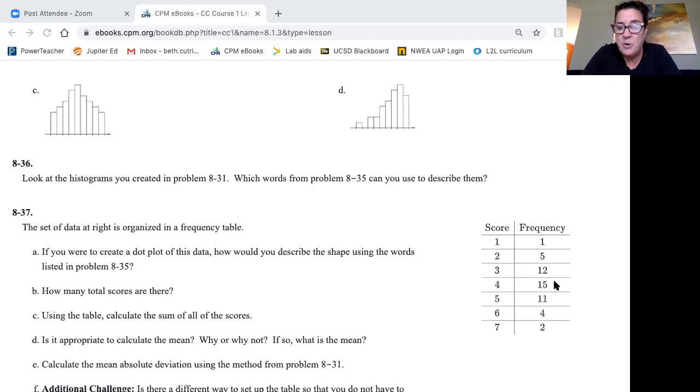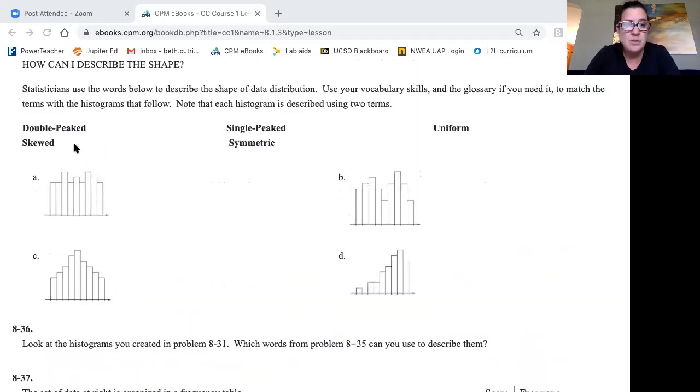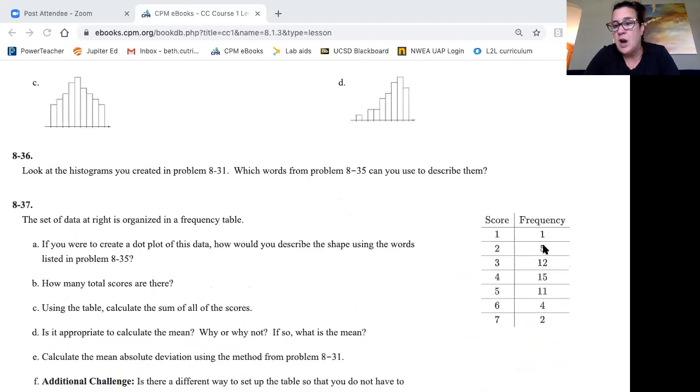There's 11 scores of 5, 4 scores of 6, 2 scores of 7. So the first question says, if you were to create a dot plot of this data, how would you describe the shape using the words listed in problem 35? So here's the words. And if you were to draw a frequency table with dot plots, it's like looking at it this way, right? So along the x-axis, you would have scores 1 through 7, and then the frequency would go up the y-axis, and you would have dots.